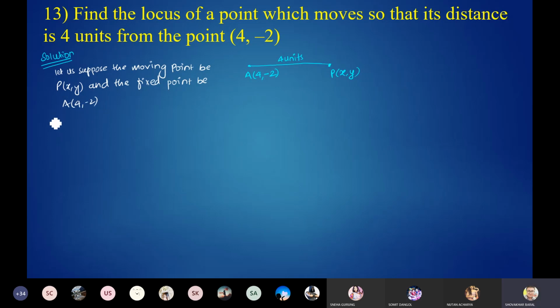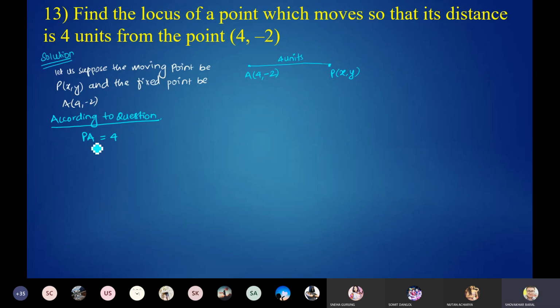Okay, so the second step is to write the condition that is given in the question. So according to the question, let us write the condition: PA is equal to 4 units. Since the distance between P and A is 4 units, either you can write AP or PA, it's the same. The answer must be the same.